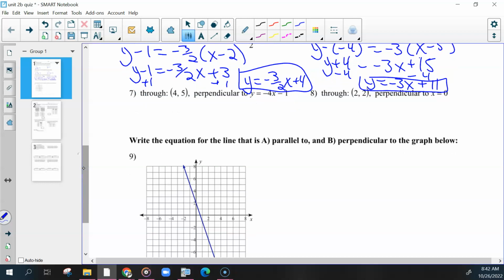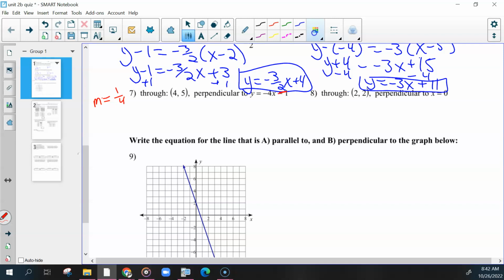Okay, questions on those two so far? Seven and 8 are similar, except now we're dealing with perpendicular. So the slope is going to change. It will no longer be negative 4. We're going to take it and flip it and make it positive. We'll deal with just 7 and then we'll talk about 8.